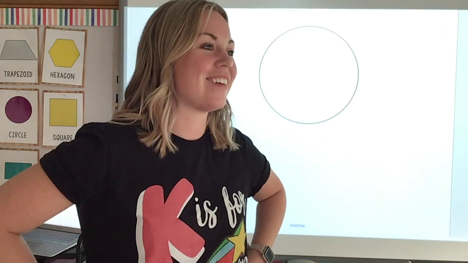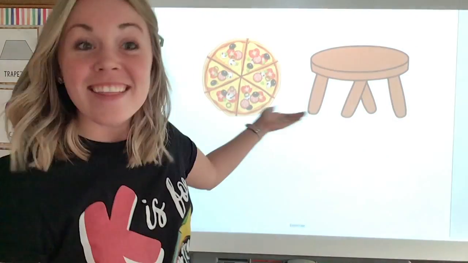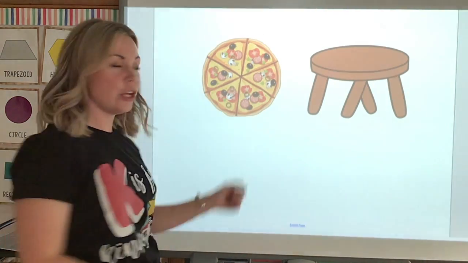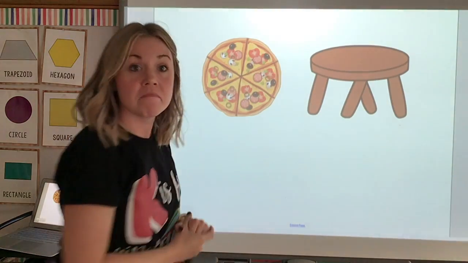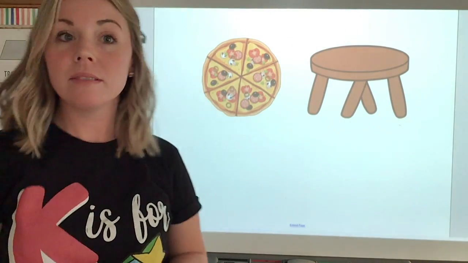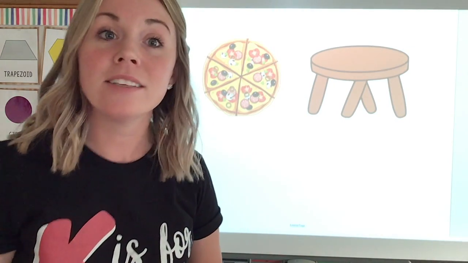Oh yeah, I found a bunch. Alrighty, let's go ahead and see which ones I found in my classroom. Oh, this is a delicious pizza. Look at that. If I go all the way around the edge, are there any sides? Nope. Are there any corners? Nope. It's perfectly round. That is a circle.